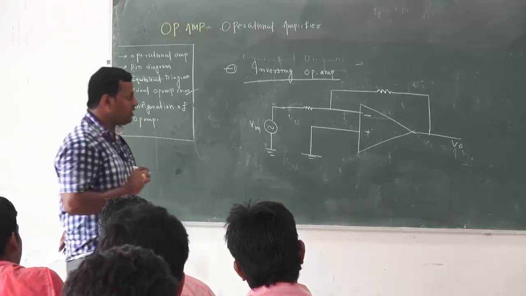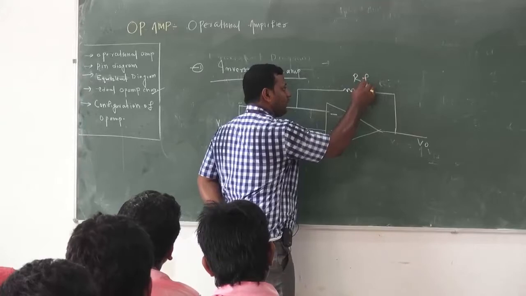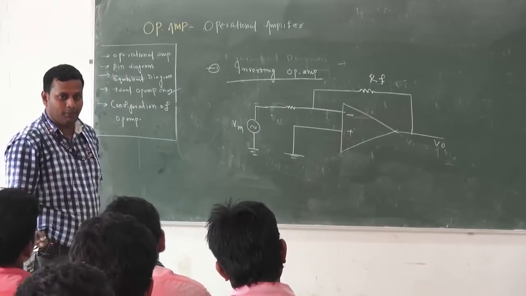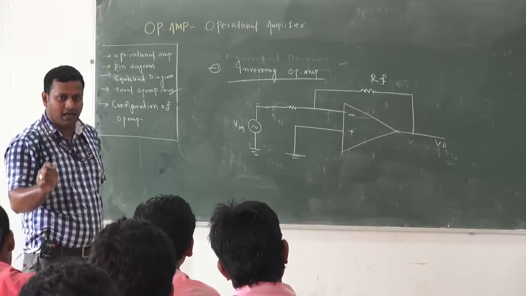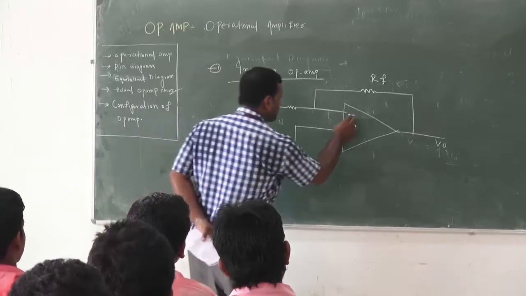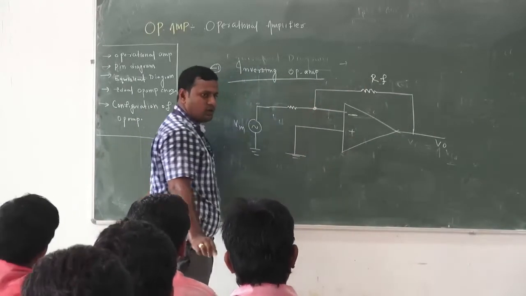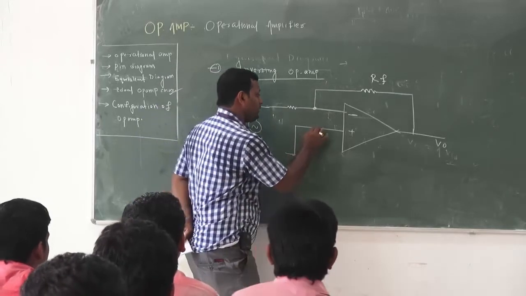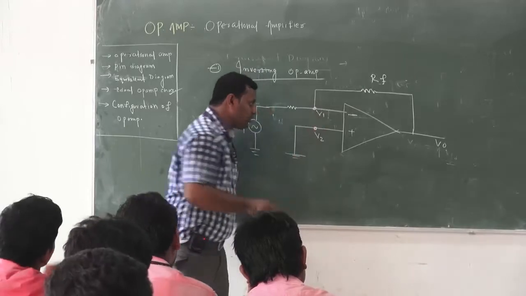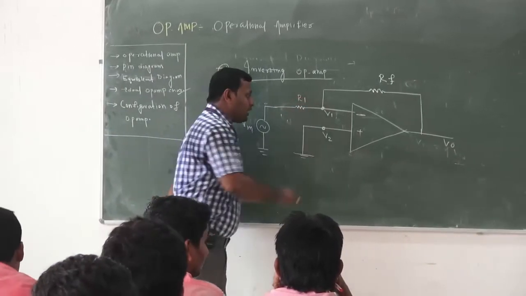I say it is an inverting op-amp and I am doing this configuration with the help of feedback, and it is a closed loop negative feedback I am considering. Why? Because negative feedback is more stable than positive feedback. So some of the output is again fed back to the input. Okay. Here I say this is V1 and this is V2. Here also I am going to talk about a simple concept. This is R1.